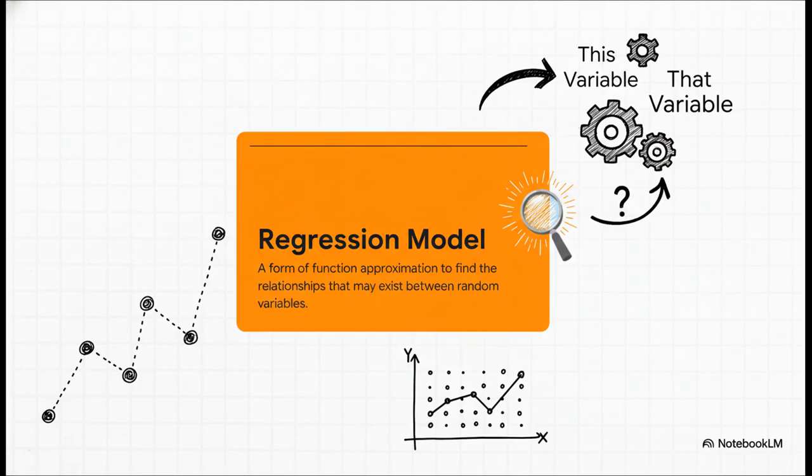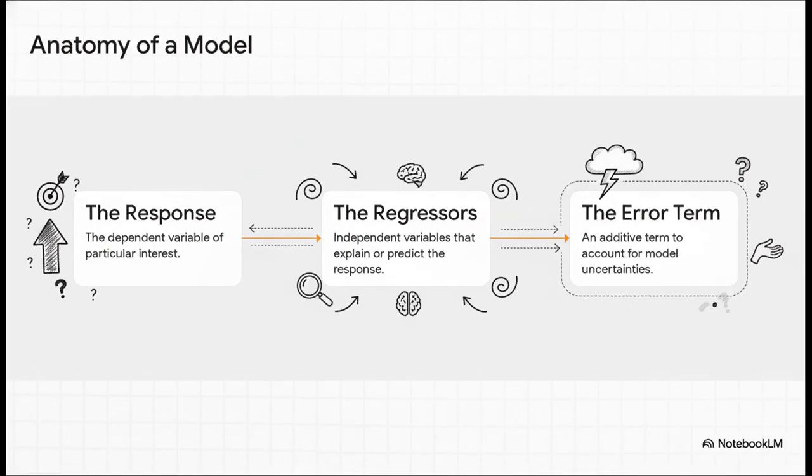It's a fancy way of asking, hey, if I know about this variable, what can I confidently say about that one? And pretty much every one of these models has three key parts. First up, you have the response. That's the main thing, the one variable you're trying to understand or predict. Then you've got the regressors. Think of these as all the other variables you're using as clues to help explain that response. And finally, and this part is absolutely crucial, you have the error term. This is basically the model's dose of humility. It's our way of admitting, look, this model's never going to be perfect. There's always going to be some randomness, some stuff we just don't know about.